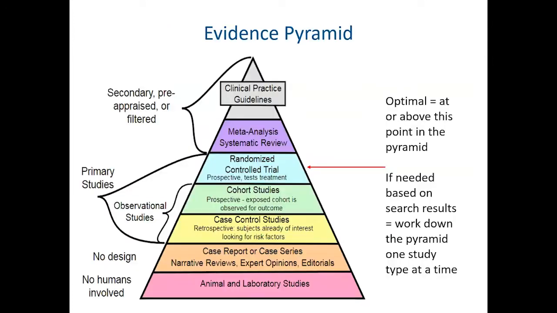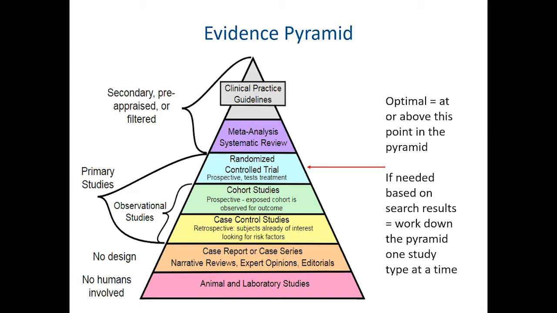When we look back at our evidence pyramid, we see that RCTs are at the top of primary studies, but that meta-analyses, systematic reviews, and clinical practice guidelines provide even higher levels of evidence if they're available. An optimal result for critical appraisal would be to include studies at or above RCTs on the evidence pyramid in relationship to our clinical scenario.